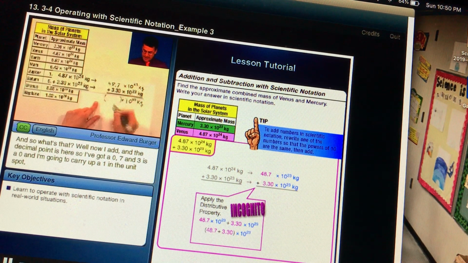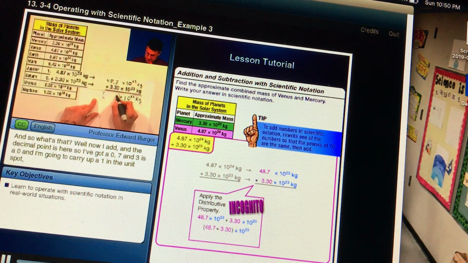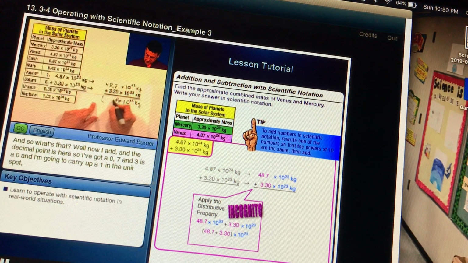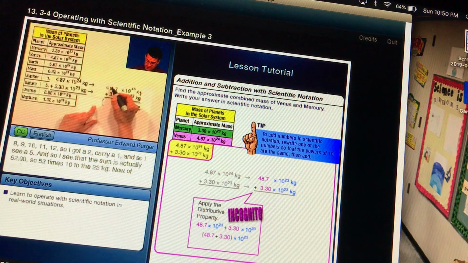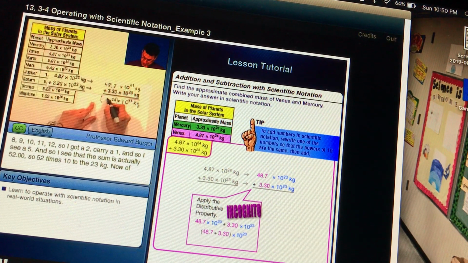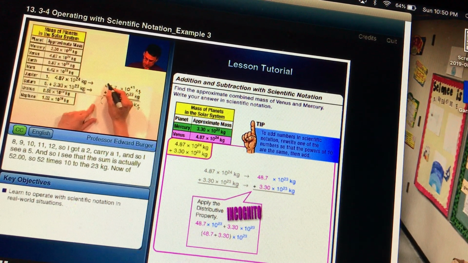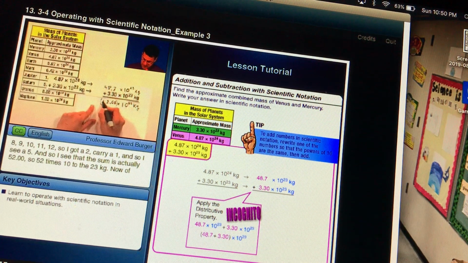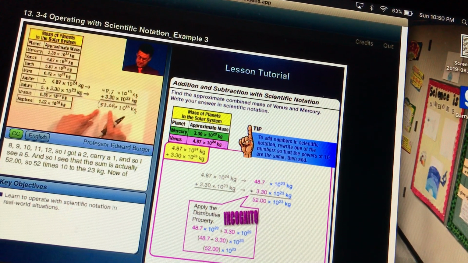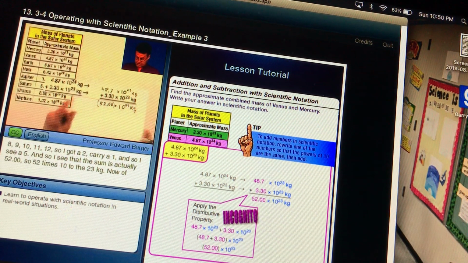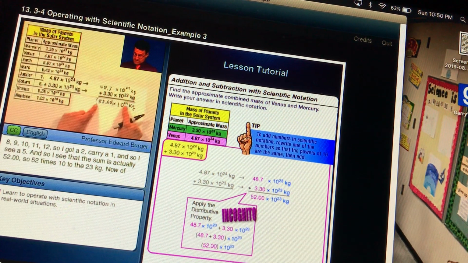And so what's that? Well, now I add, and the decimal point's here, so I've got a 0, 7 and 3 is a 10, so I write a 0 and carry a 1. Then 8, 9, 10, 11, 12, so I write a 2 and carry a 1, and so I see a 5. And so I see that the sum is actually 52, so 52 times 10 to the 23 kilograms.